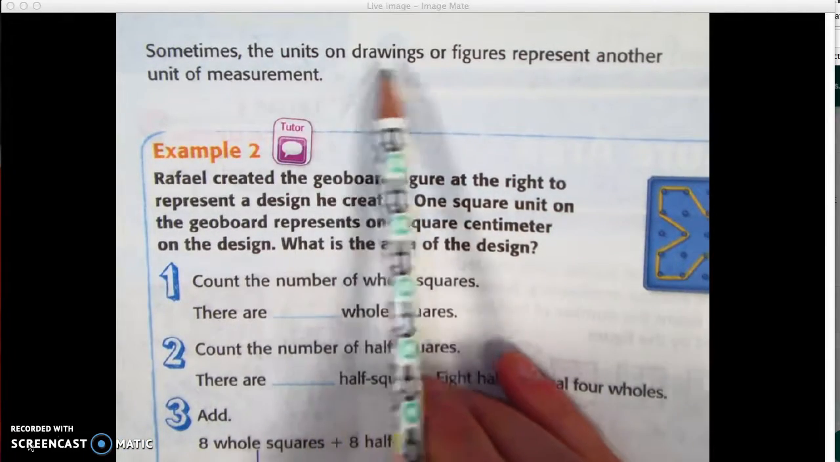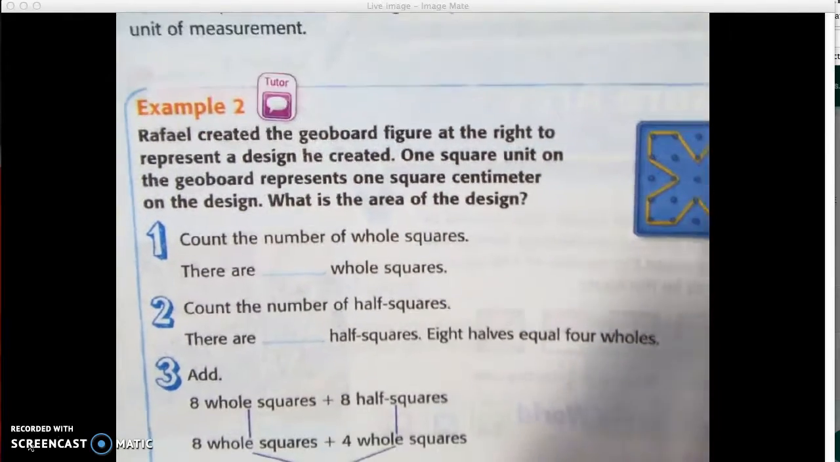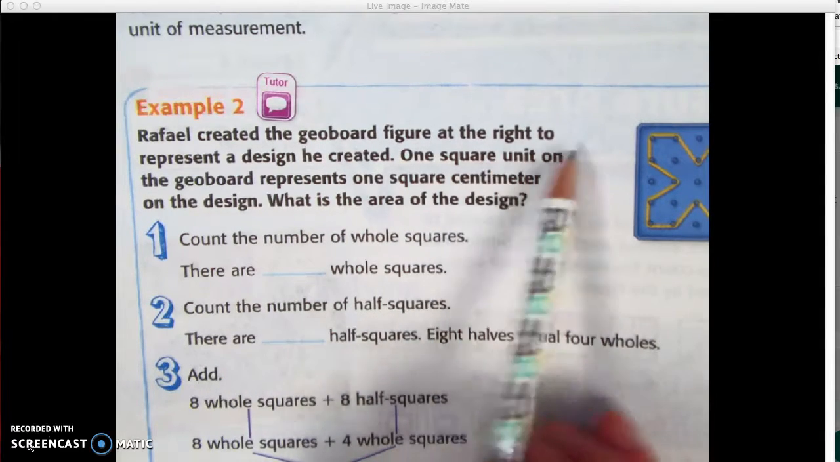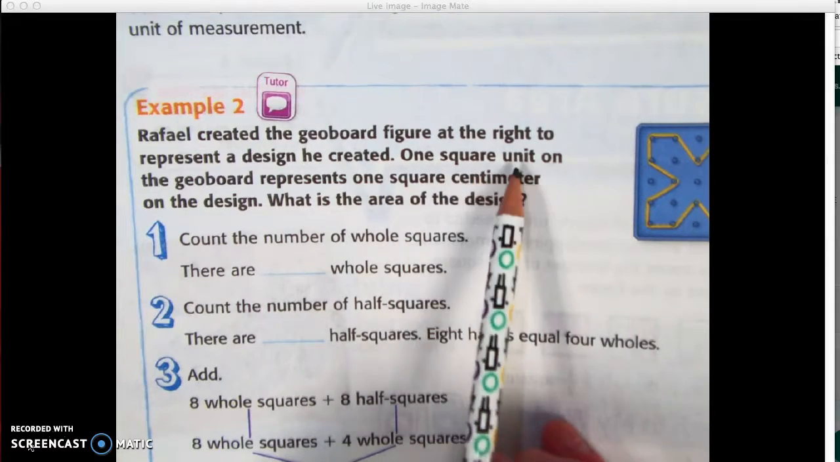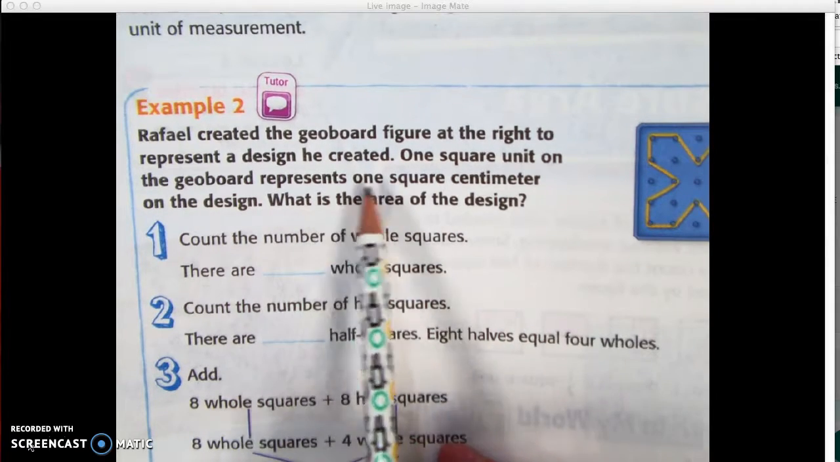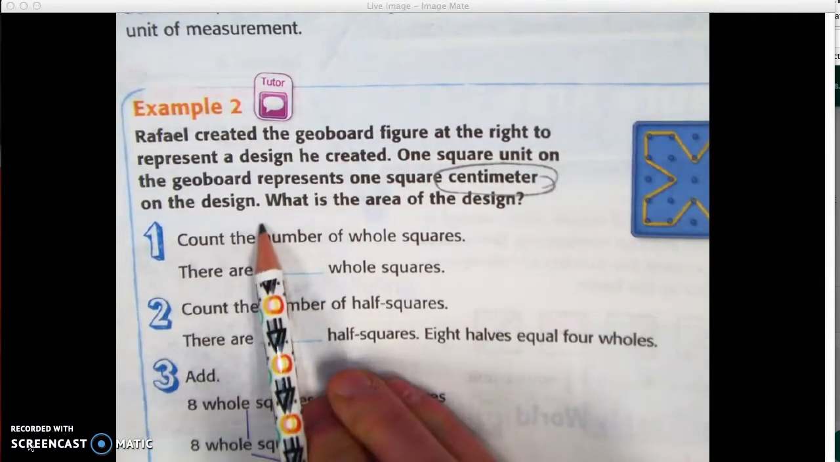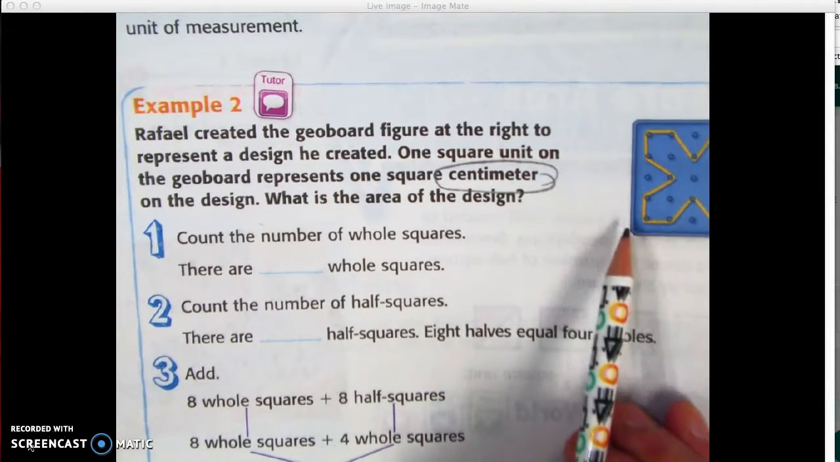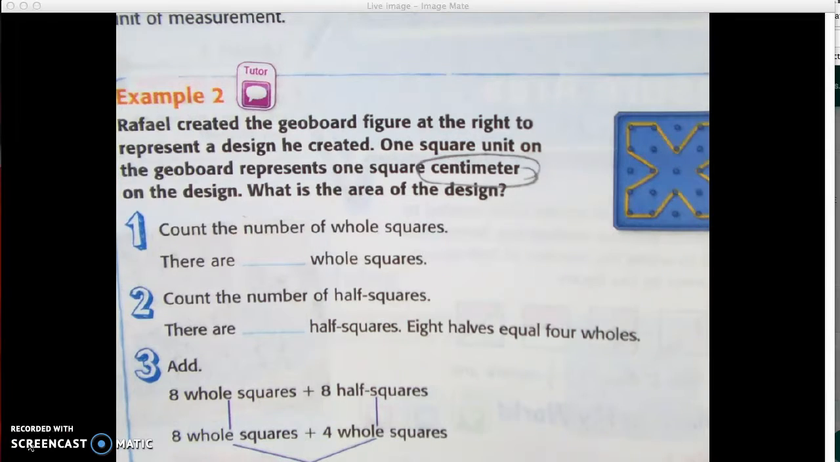Sometimes the units on drawings or figures represent another unit of measurement. Raphael created the geoboard figure at the right to represent a design he created. 1 square unit on the geoboard represents 1 square centimeter on the design. What is the area of the design? If you would like, you could get a geoboard and make this design. You can stop the video and make it.